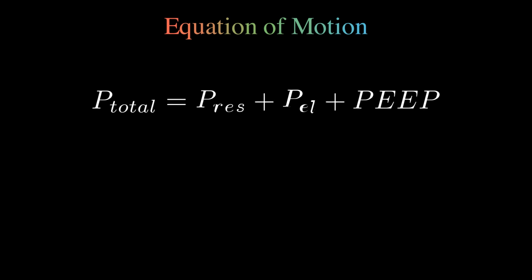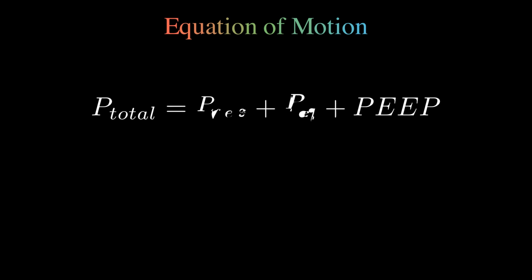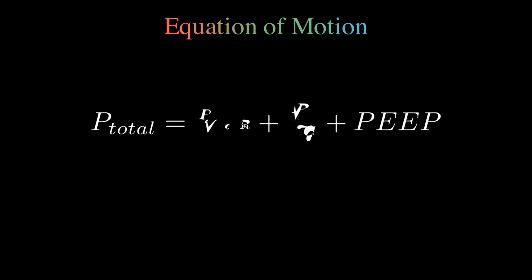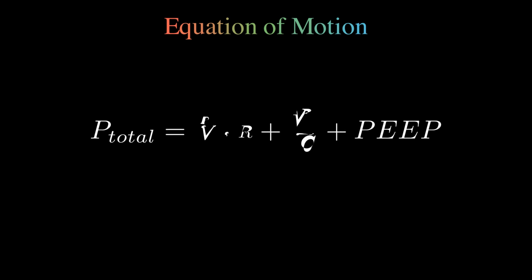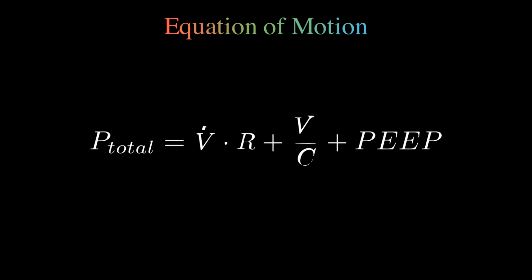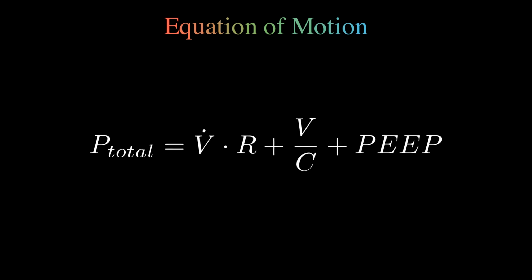First, the resistive pressure, which is the pressure required to generate airflow through the airways, calculated as the product of flow and resistance. Second, the elastic or alveolar pressure, which is the pressure needed to distend the alveoli and chest wall, obtained by dividing volume by compliance. Lastly, there is the PEEP, which is the minimum airway pressure attained at the end of expiration.